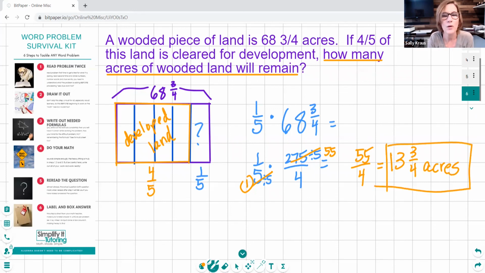And let's go back and reread that question, make sure we answered it. A wooded piece of land is 68 3/4 acres. If 4/5 of this land is cleared for development, how many acres of wooded land will remain? Well, we had 1/5 left after they developed the other 4/5 of the whole amount, 68 3/4. Did our math, and we got 13 3/4 acres.